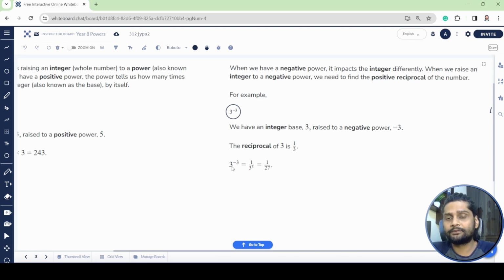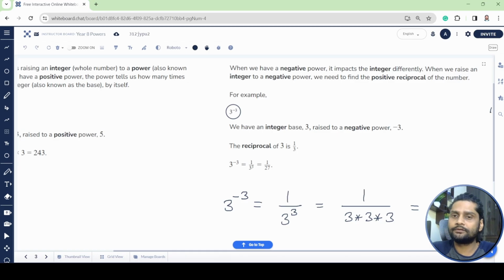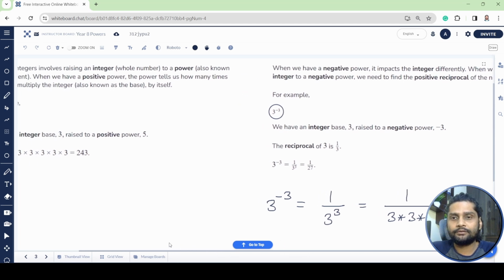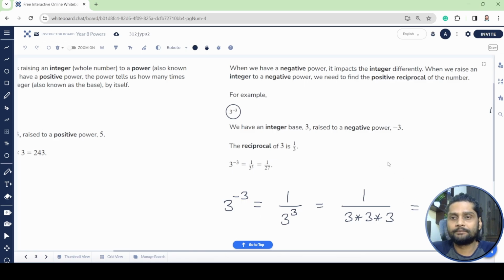For example, if we have 3 raised to the power of minus 3, we can take the reciprocal of this base, which is 1 over 3, and now the same negative power becomes a positive 3, and then you can simply perform the simplification. It's just like the earlier rules that we discussed. It's going to be 1 over 27. So this is how we can simplify a simple exponential notation, whether it has a positive integer exponent or even a negative integer.